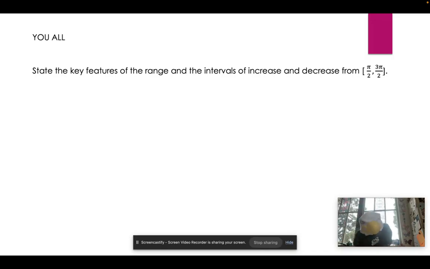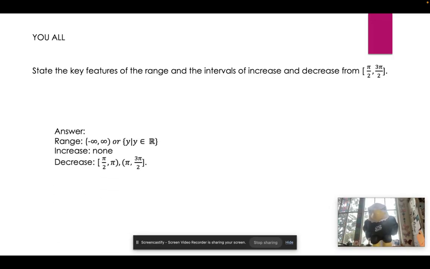Let's see if we can state the key features of the range for a standard cotangent, and then also write the intervals of increase and decrease on the interval from pi over 2 to 3 pi over 2. See if you can do that. Go ahead and pause it, give it a shot. If you've done it correctly, I think you should get these answers.